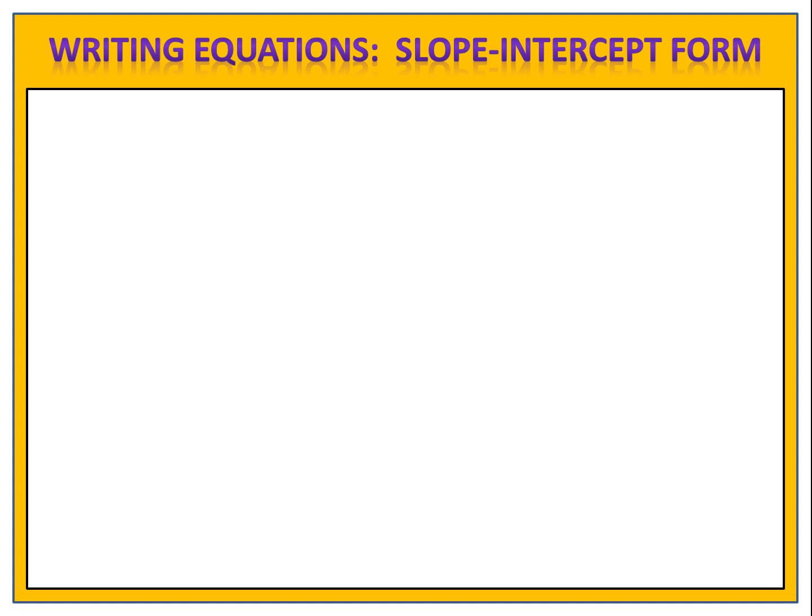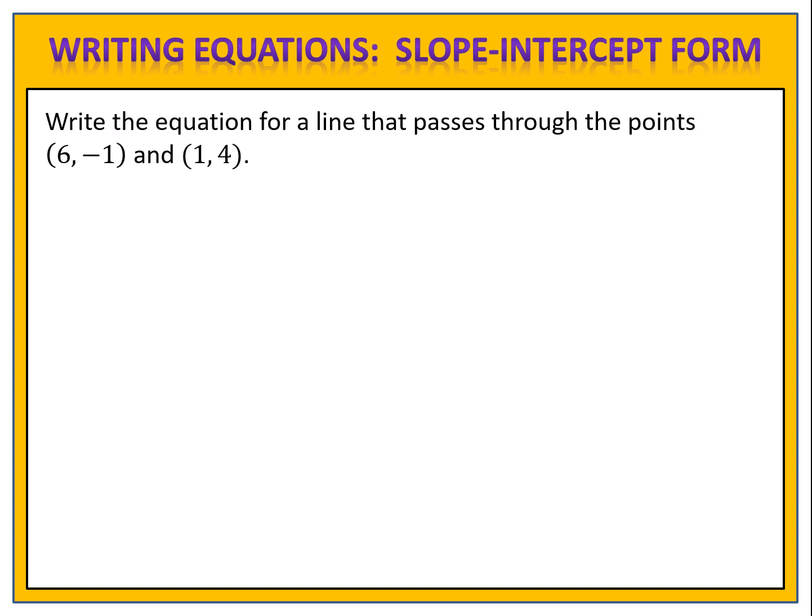In our next example, we'll see something a little bit different. We want to write the equation of a line that passes through the points (6, -1) and (1, 4). We know the slope-intercept form is y equals mx plus b. First, we need to know the slope. But when I look at the problem, I see the slope was not given to me. No problem, we can use the slope formula to calculate the slope.